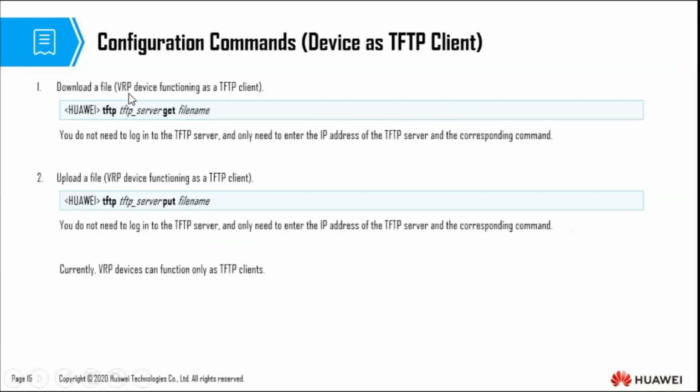How to configure a TFTP client? You use the command TFTP, then the IP address of the TFTP server, then get. As I said, you don't need to log into the server. You only enter the IP address of the TFTP server.